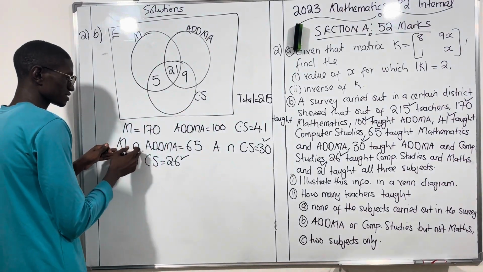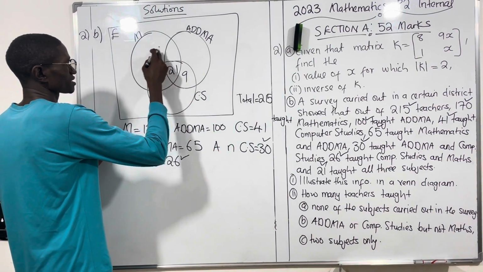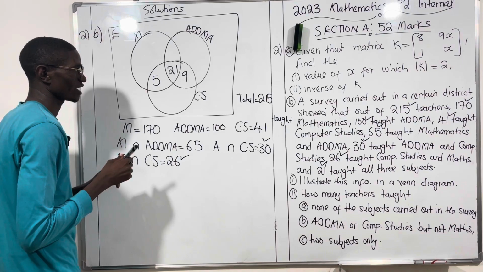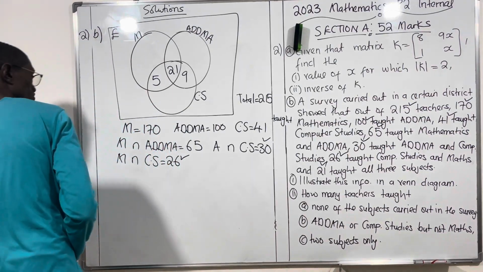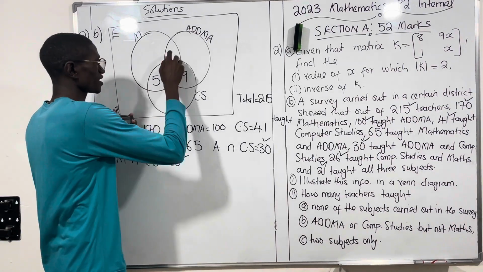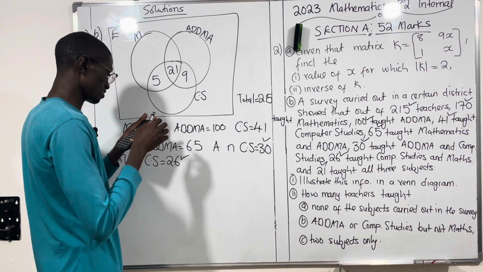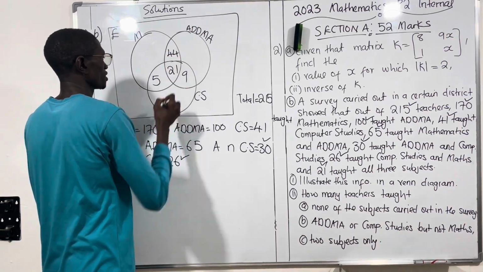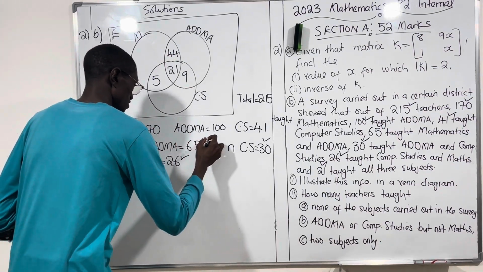Then mathematics intersecting with ADMA should give us 65. Mathematics intersecting with ADMA, this is the intersection, should give us 65. So we already have a 21 there. We simply subtract 21 from 65 to find the value to put there. So we're going to say 65 minus 21, giving us 44. Okay, we can tick this one there.